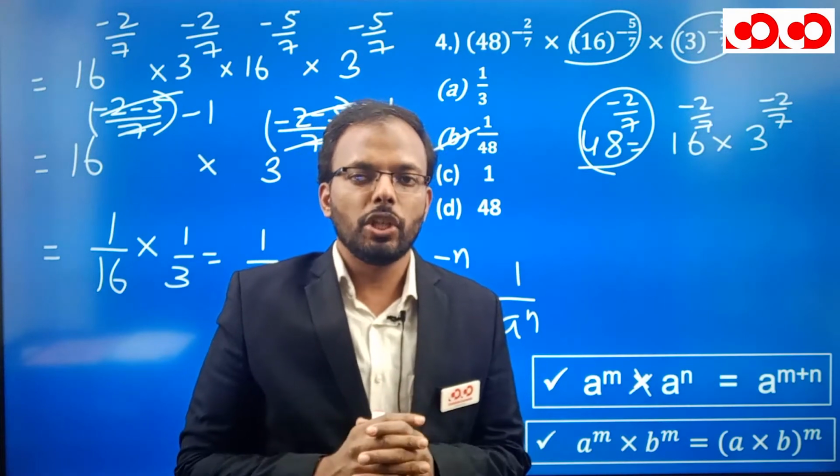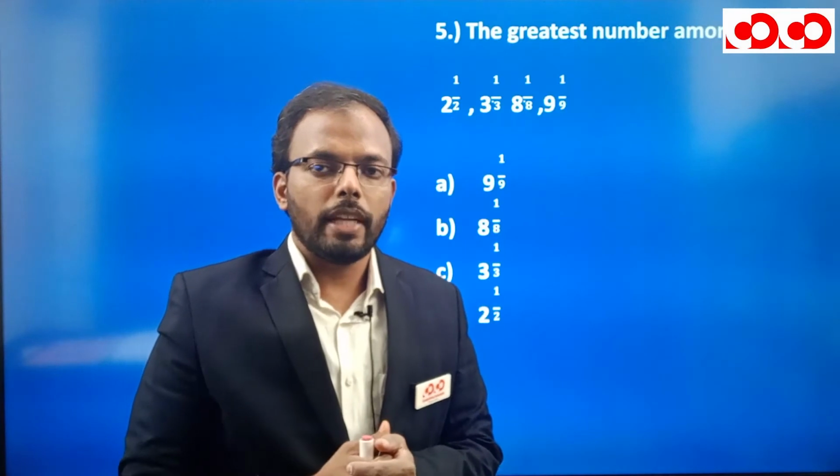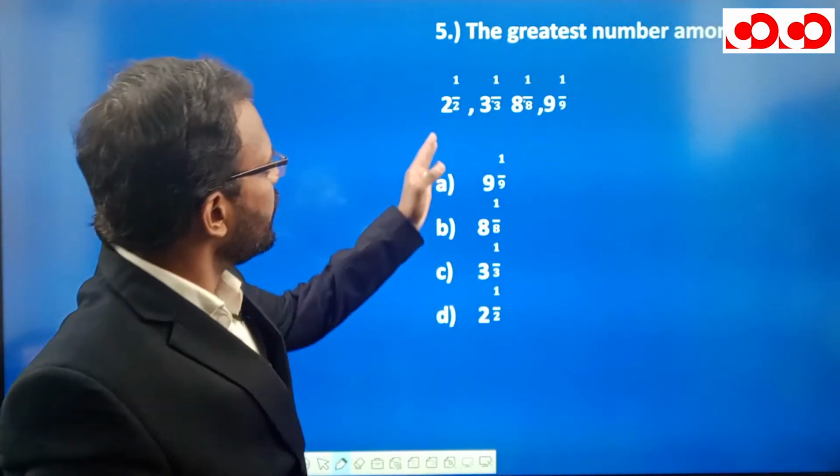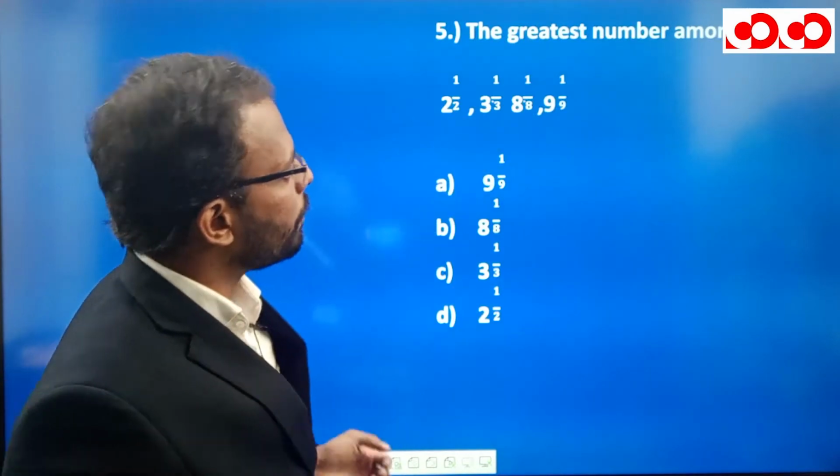It's another easy question based on your surds and indices. Let's move on to the next question. So here is the next question. Let's try and solve it. We can see that it is 2 to the power of 1/2, 3 to the power of 1/3, 8 to the power of 1/8 and 9 to the power of 1/9.